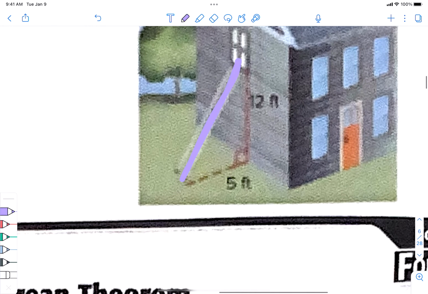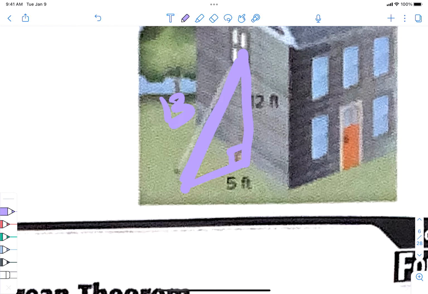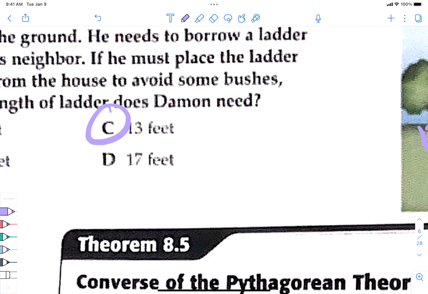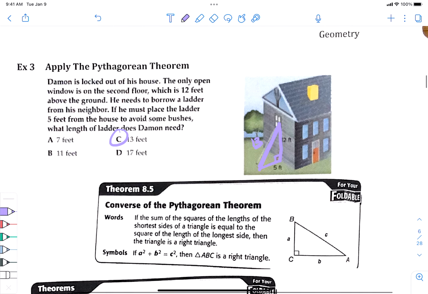What's the length of the ladder? Don't calculate it. 13. 5, 12, 13. It's a 13. We just know that, so we can skip steps, right? 5, 12, 13. Okay, 13 is the answer. It is C. Make sense? All right. It was a story problem, but it was the fastest one of all.